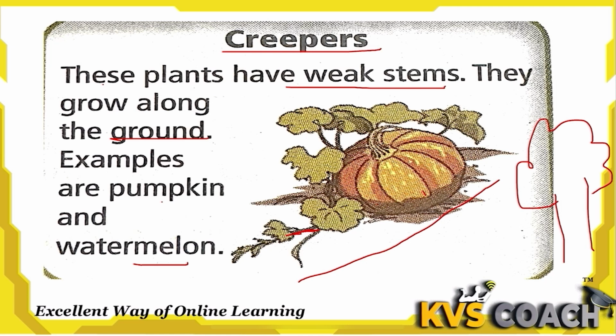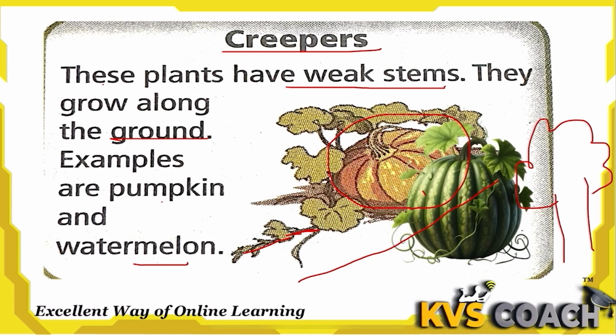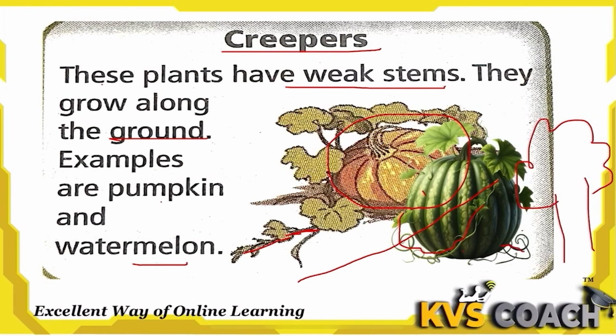This is a pumpkin. It is growing along the ground because it has very heavy fruit. This is also a watermelon. As you can see, the stem is not very strong, so they grow along the ground. These are known as creepers, which grow along the ground.